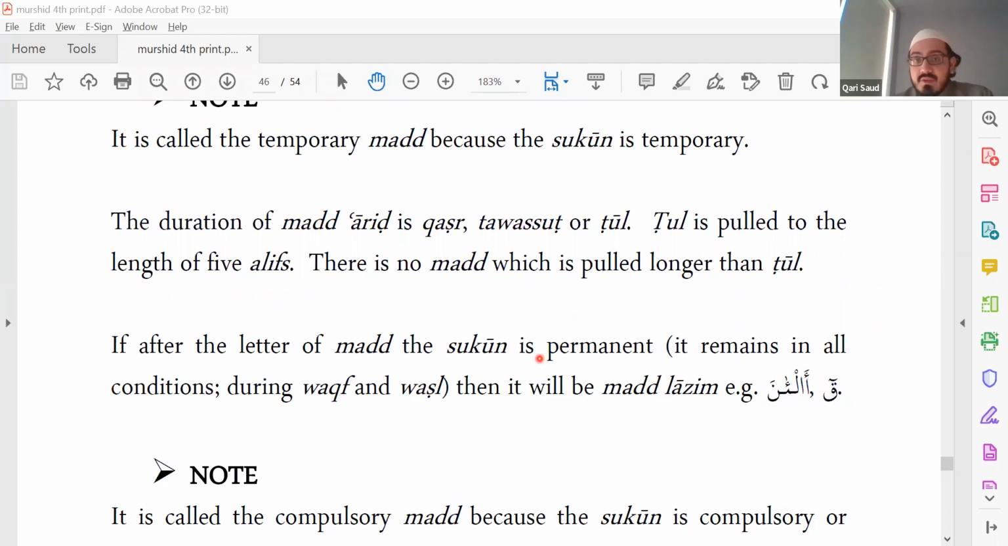The terminology is used as either an alif or a haraka. We're going to refer to alifs because it's easier and simpler. So qasr is 1 alif, tawassut is 3 or 4 alifs, we can say 3 just for now, and then tul is 5 alifs. We can say 1 alif is 1 finger, just to make it simple. So one alif, 1 finger, qasr, and then 3 would be tawassut, opening.